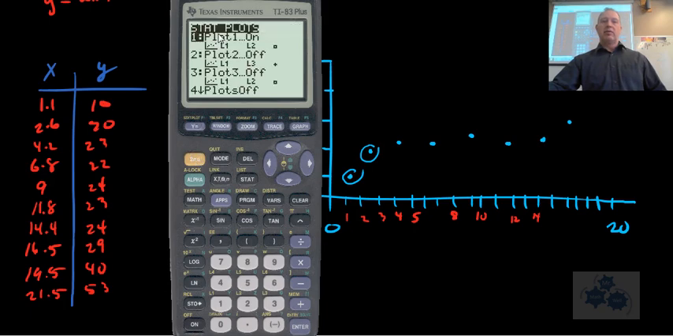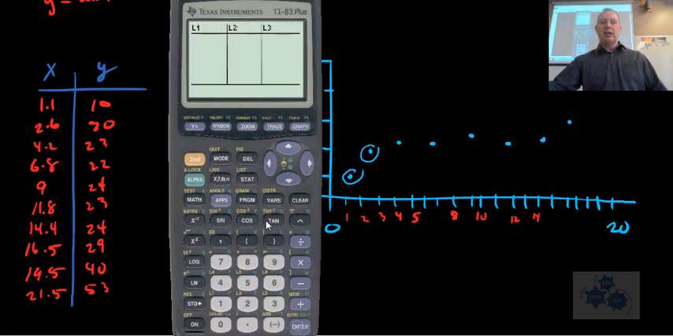Second function, Y equals gets to this. You can go in there too and turn them on and off. Stat, okay, stat menu, enter, gets you to the lists. So these are here from another example. Let's just clear that, enter, go back to list 2, clear, enter. Please don't hit delete. Clear, enter.